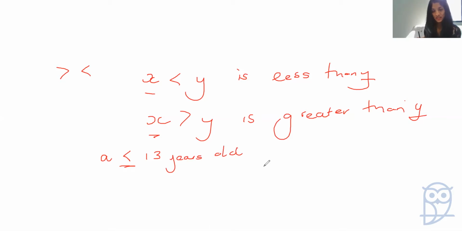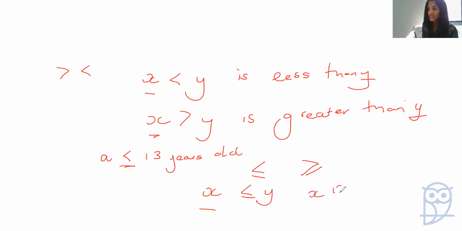Two more signs that you would learn are formed by putting part of an equals sign under an inequality sign. So what does this actually mean?